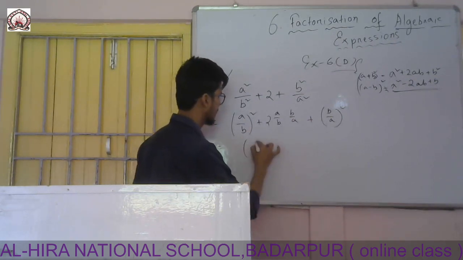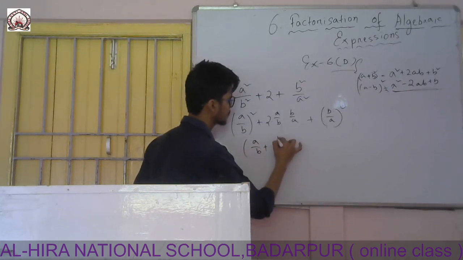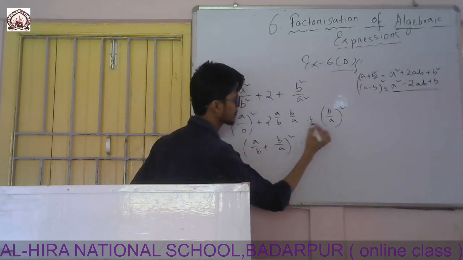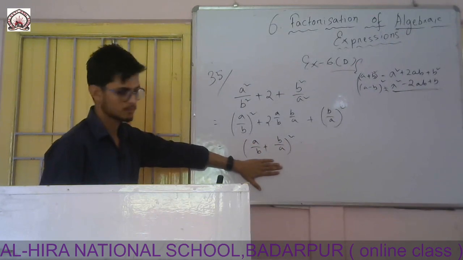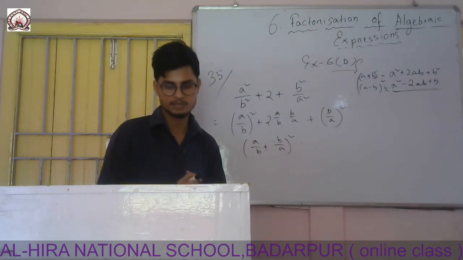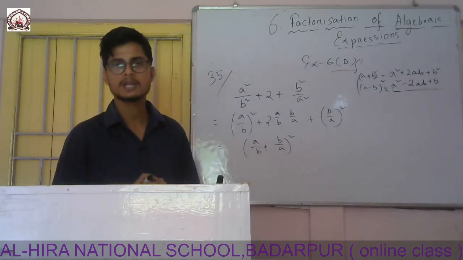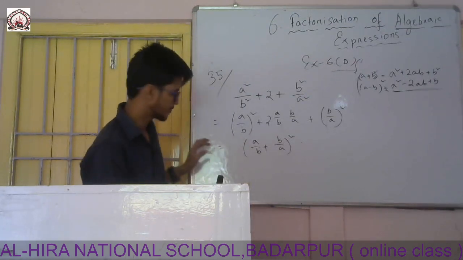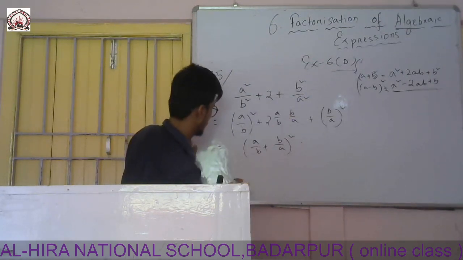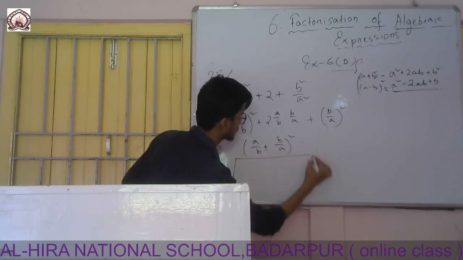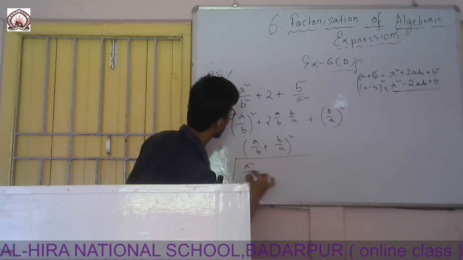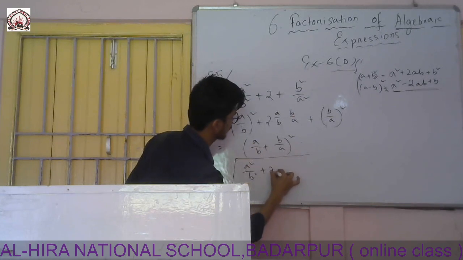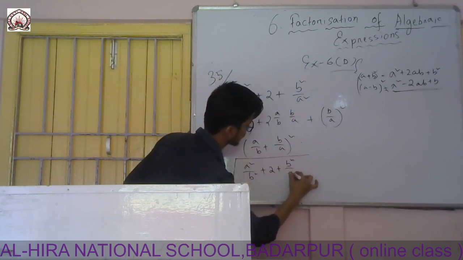So now I will write (a plus b) whole square. So first part is this one. The question is to find the square root of the following trinomials. Now I have to find the square root of this one. So first of all I will give the square root sign, then I will write a square by b square plus 2 plus b square by a square.